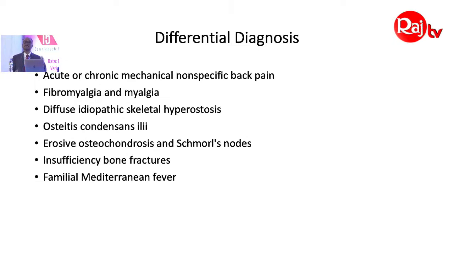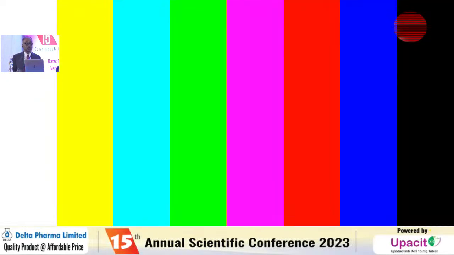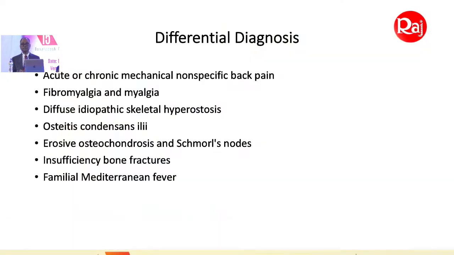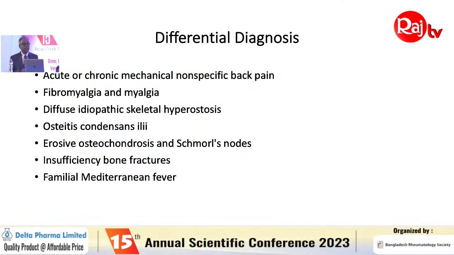So there might be some other differential diagnoses. You have to keep this in mind. Acute on chronic mechanical non-specific back pain sometimes may be confused with inflammatory back pain, fibromyalgia and myalgia also, and diffuse idiopathic skeletal hyperostosis, that is DISH, osteitis condensans ilii, an asymptomatic condition that is a differential diagnosis in radiological findings, erosive osteochondrosis and Schmorl's nodes. So these are the other features. I am not going into the details.